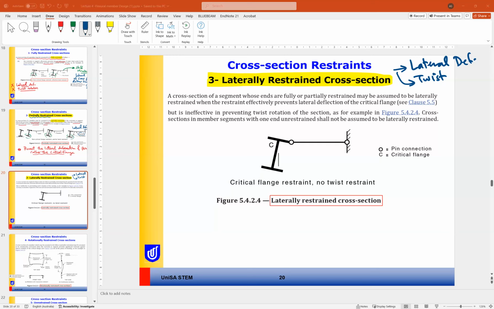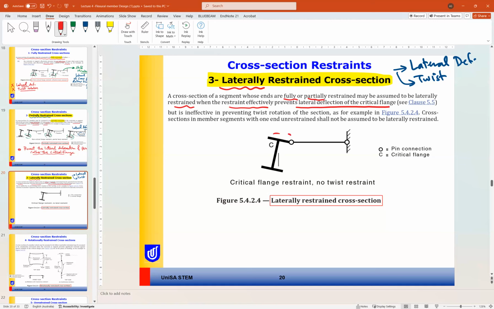So if we look at the two deformations we need to prevent, lateral deflection and twist, in all the previous cases we prevent partly or fully the lateral deflection or the twist. Here in this type, laterally restrained cross section, the standard mentions that the cross section of a segment whose ends are fully or partially restrained may be assumed to be laterally restrained when the restraint effectively prevents the lateral deflection of the critical flange.